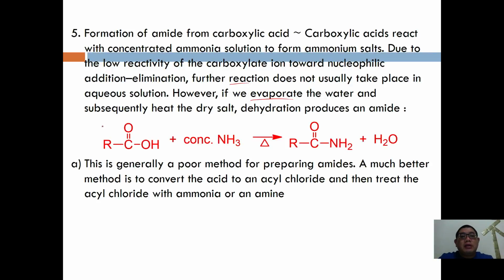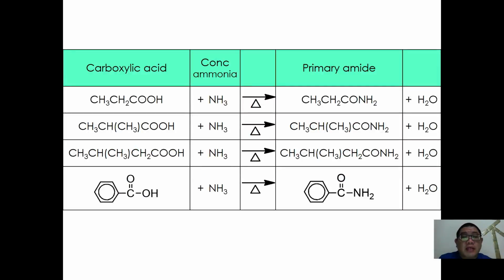This is the general equation for the reaction where carboxylic acid reacts with concentrated ammonia to form amide plus water. However, this is a poor method to prepare an amide, because a much better method is to convert the acid into acyl chloride and then treat it with ammonia or an amine to prepare a different class of amide. Still, this method is reproducible and it will form a primary amide if the conditions are fulfilled. Some examples of the reactions are shown in the table below. All of them will eventually form a primary amide, and water is formed as a side product in these reactions.